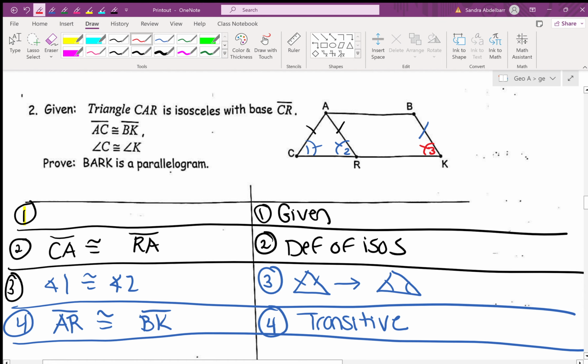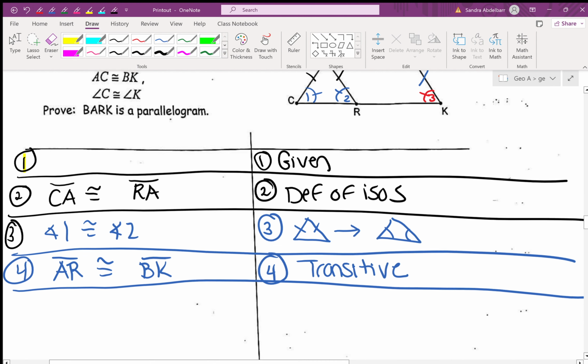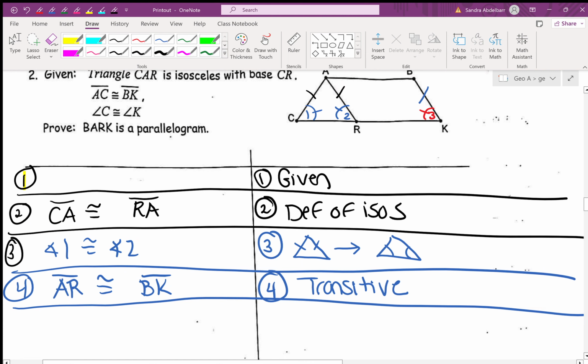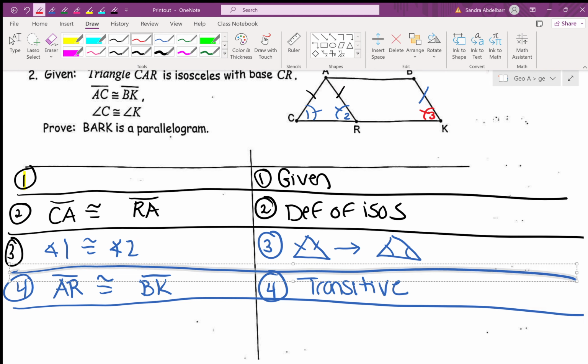Only 2 people think they know? That's it? We just talked about something similar. Vincent? Angle 2 is congruent to angle 3. Excellent. Angle 2 is congruent to angle 3. Why? Transitive. Could I put that in the same step as number 4? Yeah. So I'm going to say angle 2 is congruent to angle 3, also in step 4.